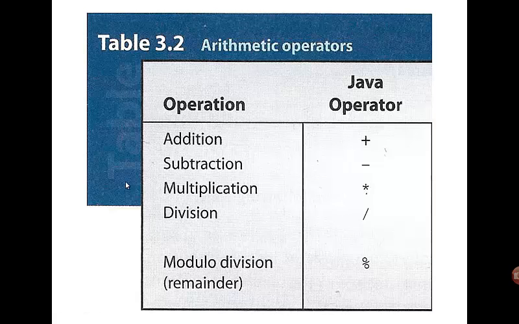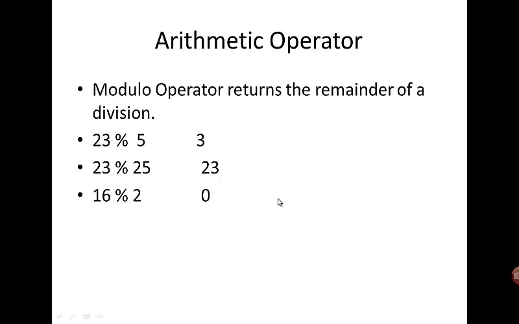All right, here are the arithmetic operators again. The arithmetic operator modulo is a pretty interesting operator. What it does is return the remainder of the operation. So it divides 5 into 23, and whatever the remainder is, it returns that.